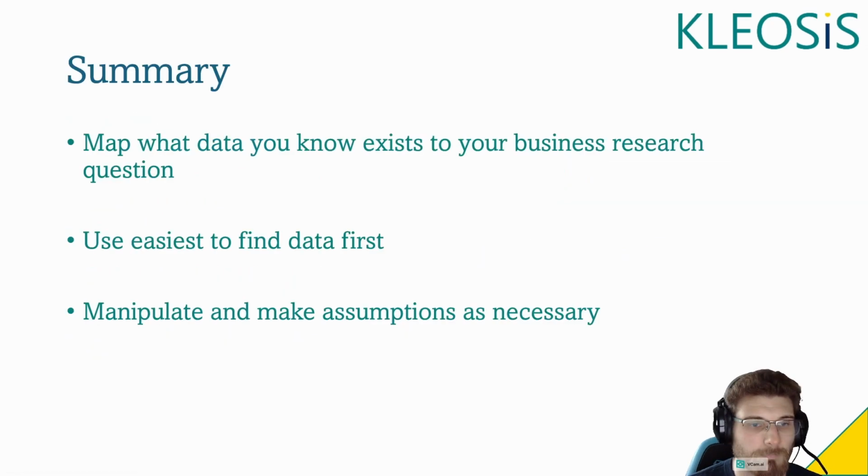So, in summary for this module, basically we want to map the data that we already know exists to our business research question. We want to use the easiest to find data first, and we want to use the best data that we can find first. And if we can't find anything, then we'll look for a proxy and we'll go through that process again. And then finally, once we've got data that we think is good enough, then we want to manipulate the data in whichever way we need and make whatever assumptions we need to make to create a data series and create a forecast that's actually useful for us.